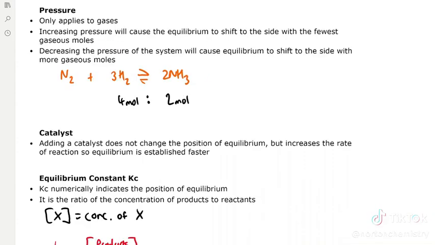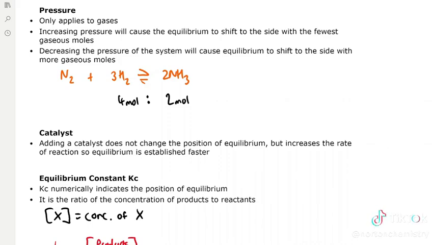So for pressure, this only applies to gases, and increasing the pressure will cause the equilibrium to shift to the side with the fewest gaseous moles, because this opposes the change. If you increase the pressure and the equilibrium shifts to the side with the fewest gaseous moles, then that decreases the pressure, because you have fewer gaseous moles present. Decreasing the pressure of the system will cause equilibrium to shift to the side with more gaseous moles, opposing the change.